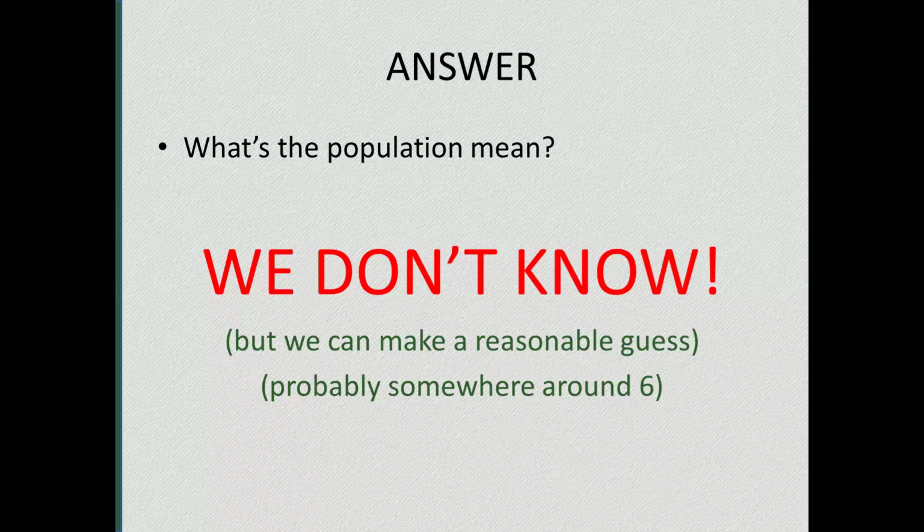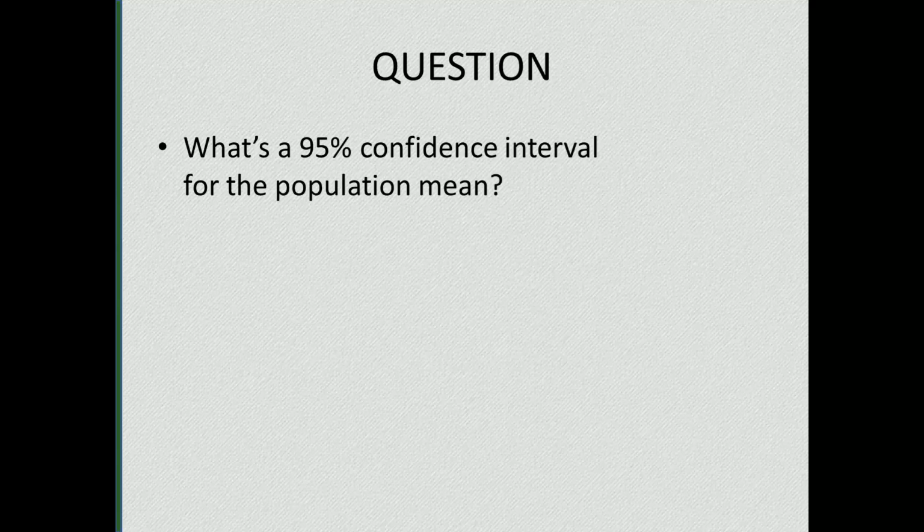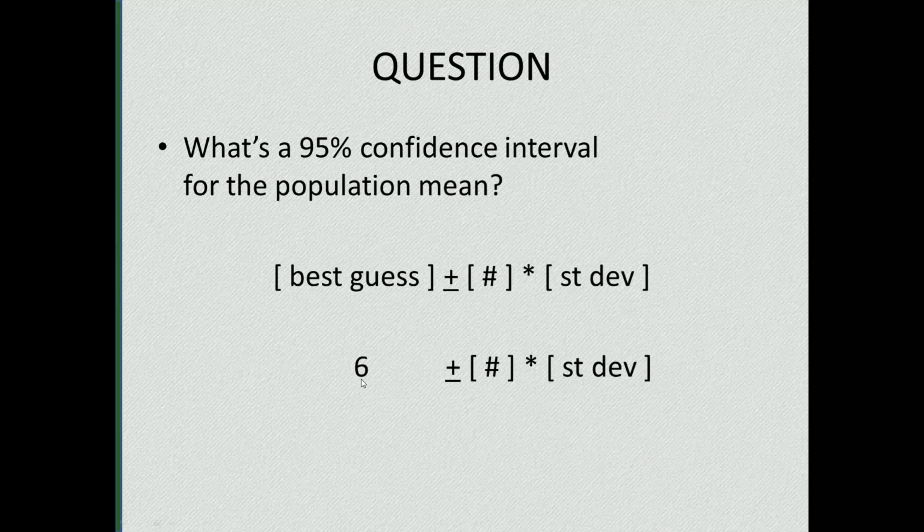And that overall population mean is probably somewhere around our sample average of 6. We don't know exactly what it is, but it's 6-ish. In other words, we want a 95% confidence interval for that population mean. And we know confidence intervals are of the form best guess plus or minus some number of standard deviations. Here our best guess is 6 hours of sleep.